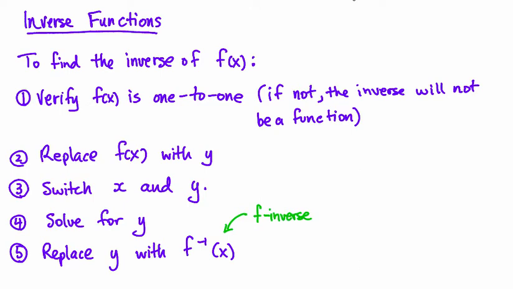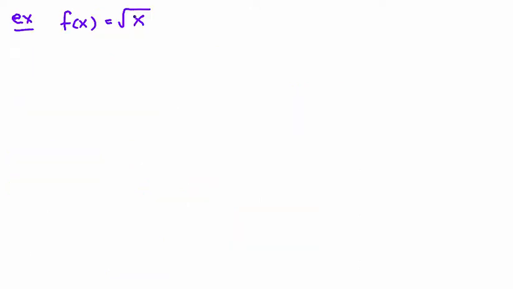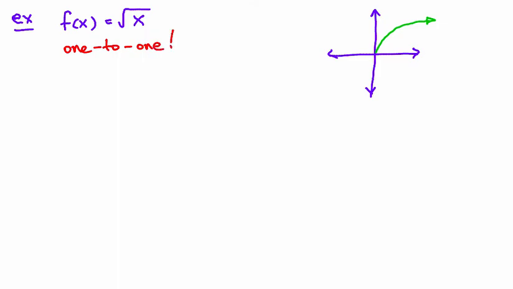Alright, let's take a look at an example walking through these 5 steps. So if we have an original function that's the square root function, if you want to graph this quickly, the square root function sketched looks something like this, and you can quite quickly tell that it is indeed 1 to 1, so that's good news. We know that our final solution will be a function as well. And let's start going through those steps.